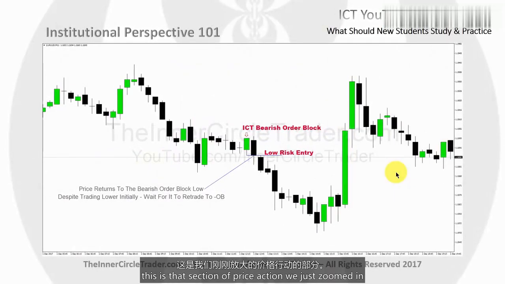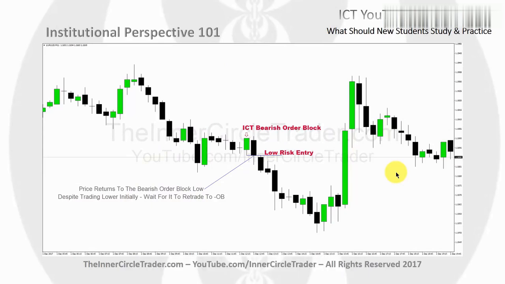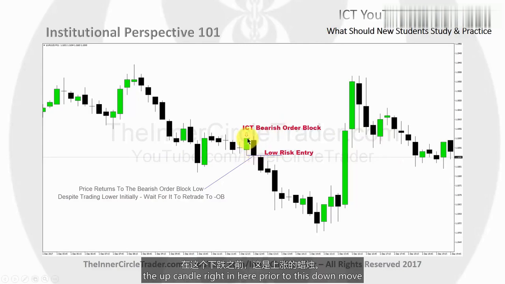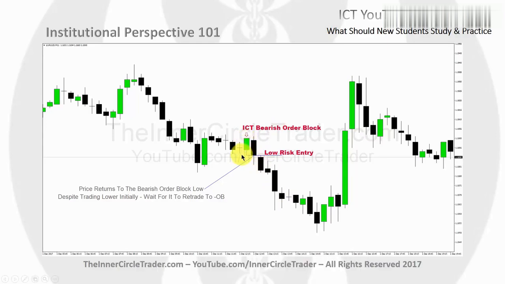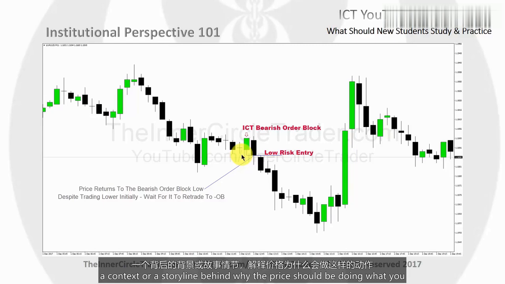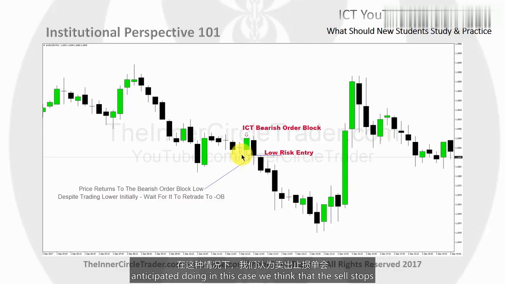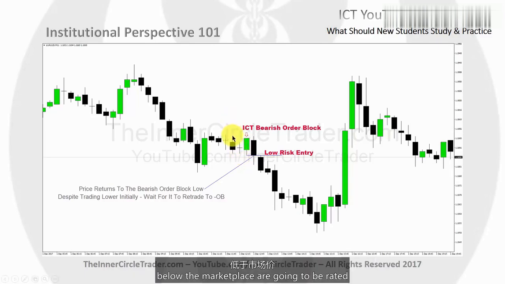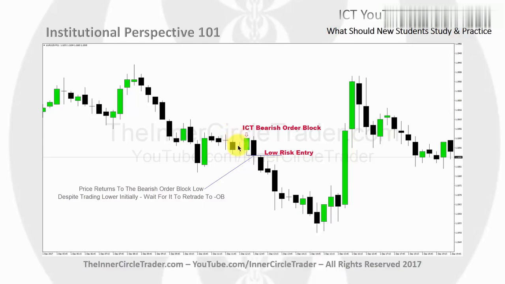So this is that section of price action. We're just zoomed in, and I want you to look at this. The up candle right in here prior to this down move, this is what I refer to as a bearish ICT order block. Now, every up close candle and every down close candle does not make an order block. Okay, there has to be a context or a storyline behind why the price should be doing what you anticipate it doing. In this case, we think that the sell stops below the marketplace are going to be raided.